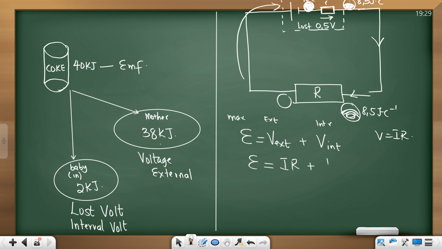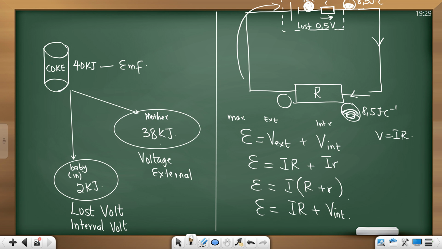But the current is the same. I multiplied by small r. Now what's common? What do you have? And we are done. That's grade 12. And this formula can be best written again as, this is very important, IR plus V what? Internal. Guys, did this make sense?